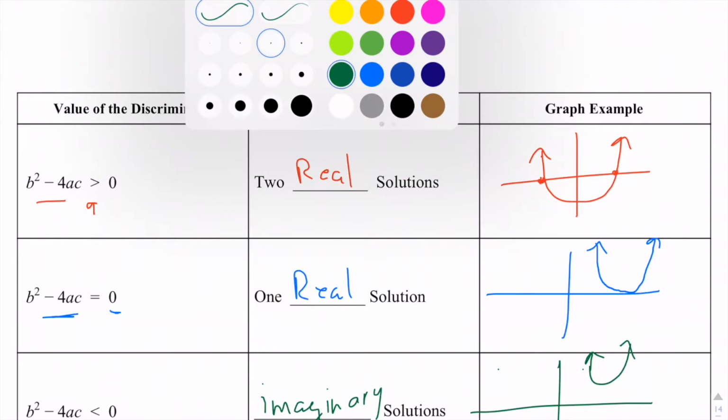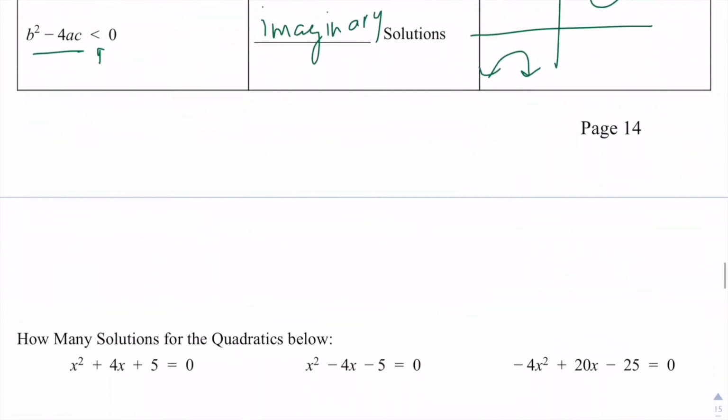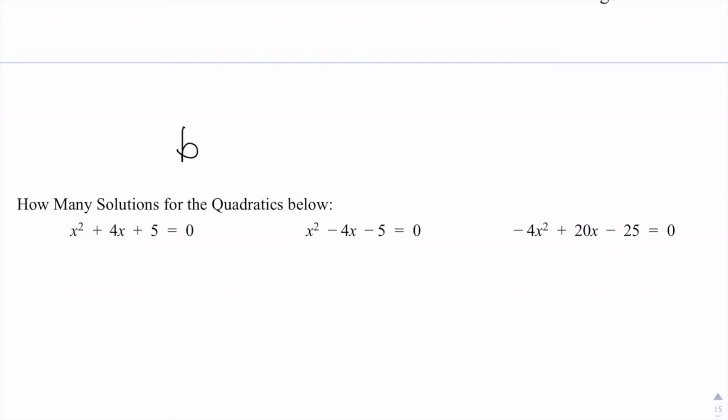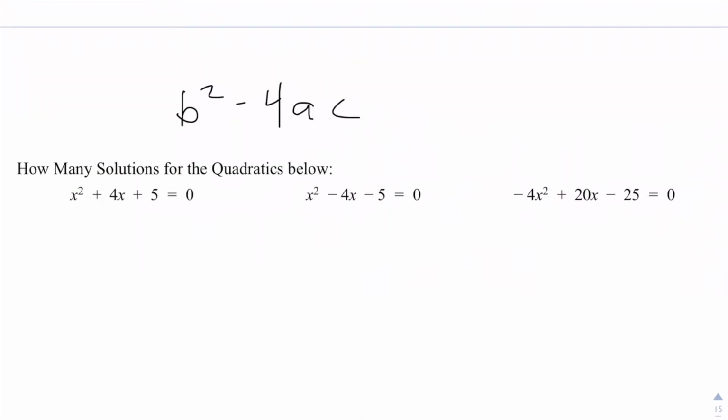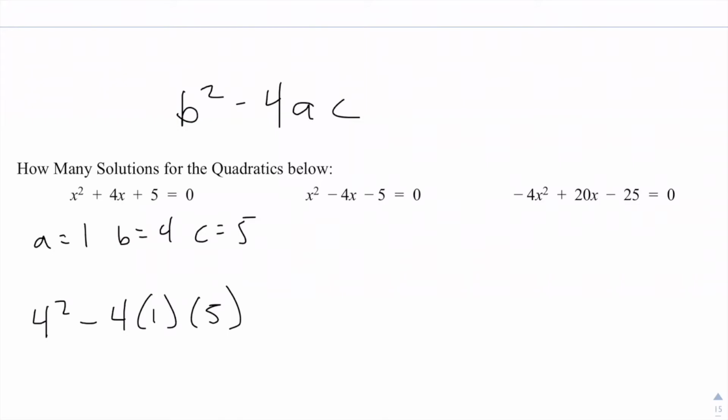So we can come down here and use our discriminant. Again, our discriminant is b squared minus 4ac. And we can just state how many solutions and what type of solutions we have. We're not being asked to solve. So here our a is equal to 1, our b is equal to 4, and our c is equal to 5. So we have 4 squared minus 4 times 1 times 5. So we have 16 minus, that's all positive, 20, so it's negative 4. So we know that we have two imaginary solutions.